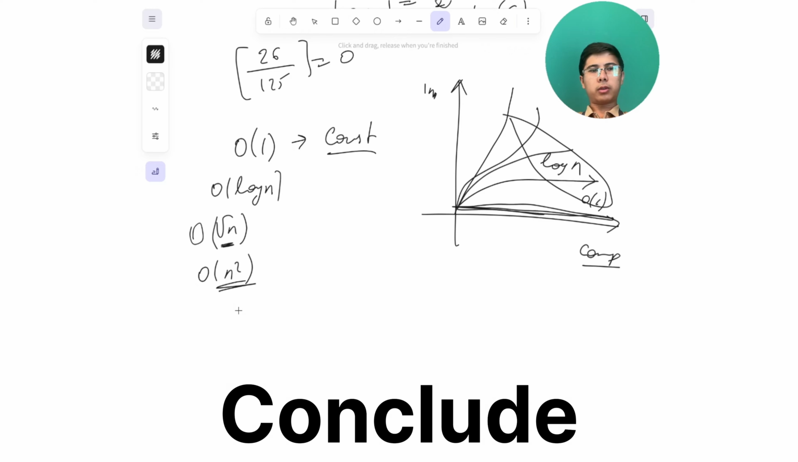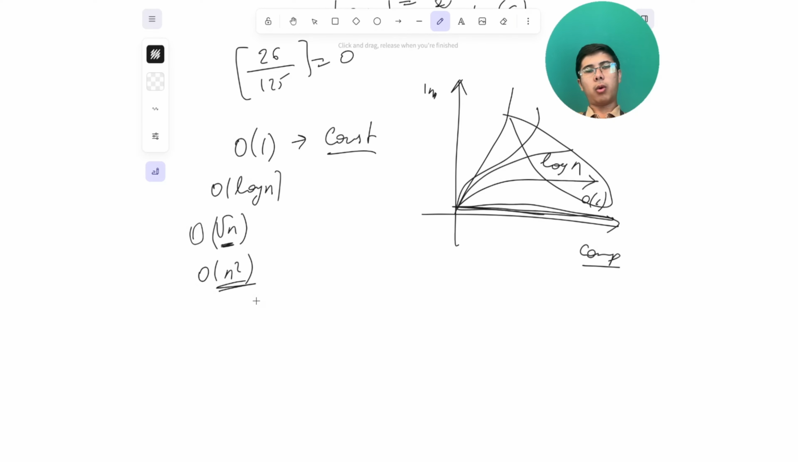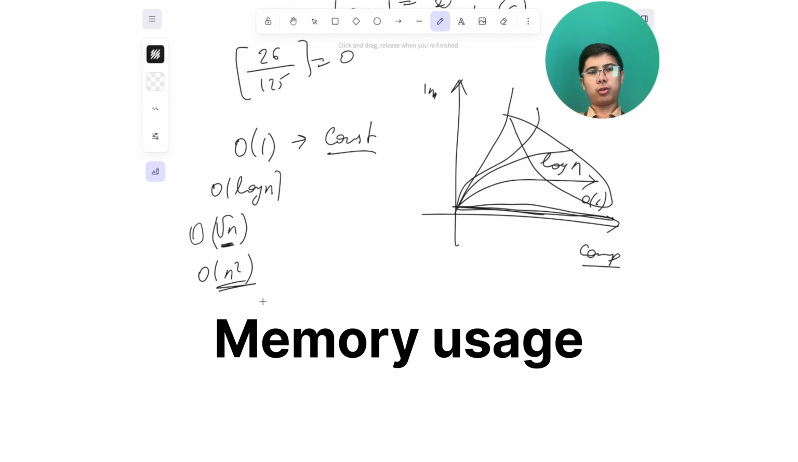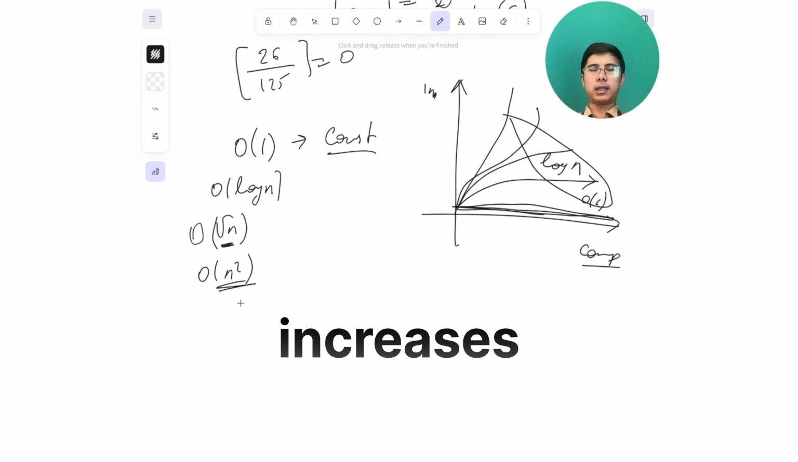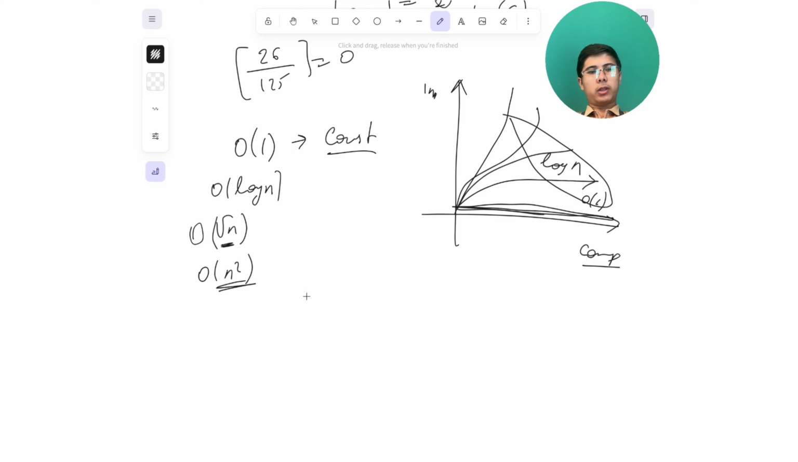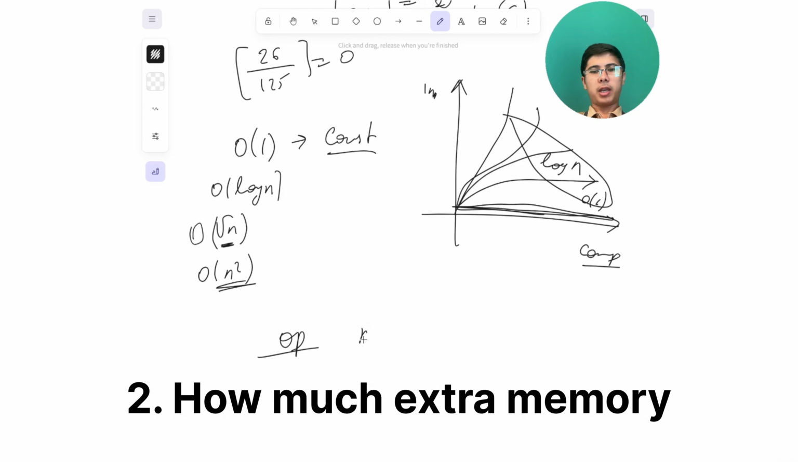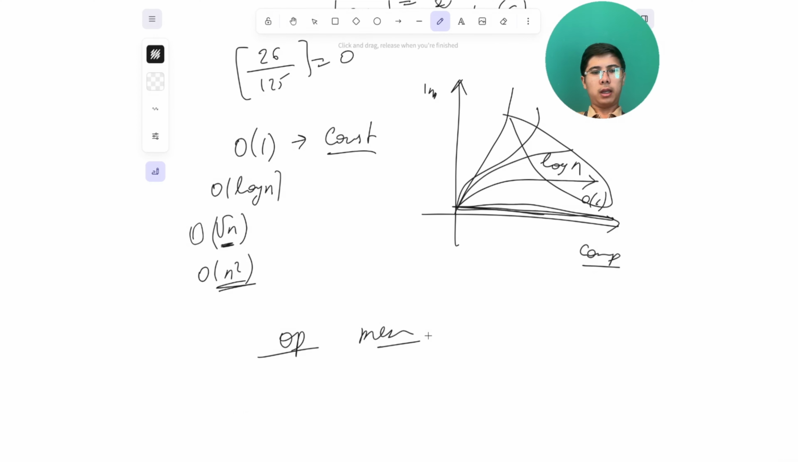To conclude, complexity helps us understand how an algorithm's running time and memory usage grow as input size increases. When solving a problem, we should always ask how many operations this solution performs, how much extra memory or space it uses, and whether we can make it more efficient. Understanding complexity helps us compare solutions, recognize inefficient approaches, and choose algorithms that can handle large amounts of data. Thank you very much for your attention.